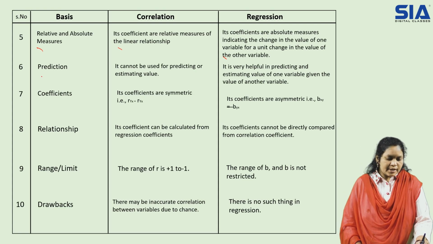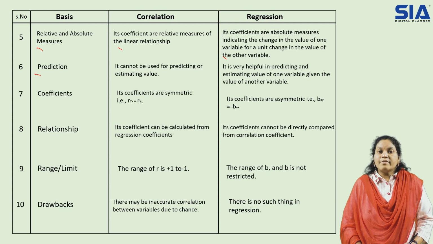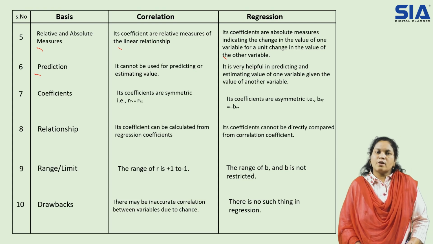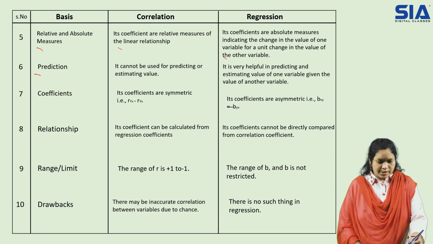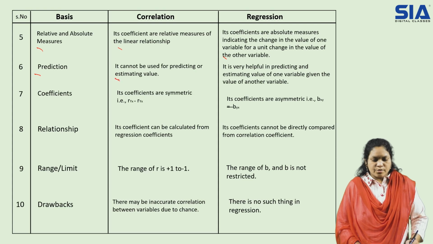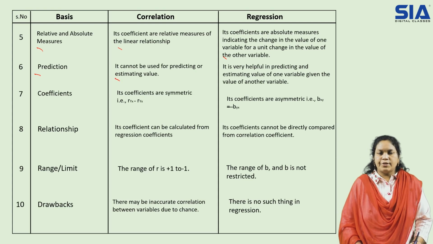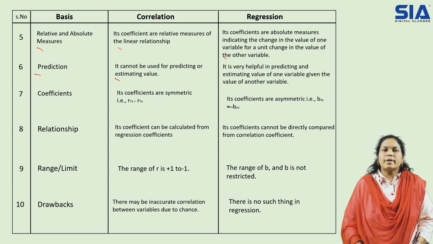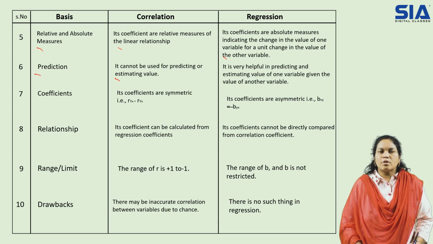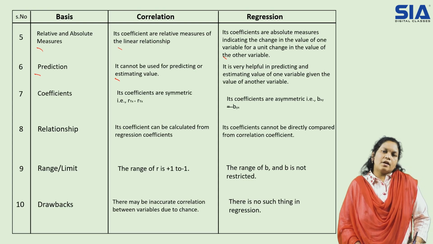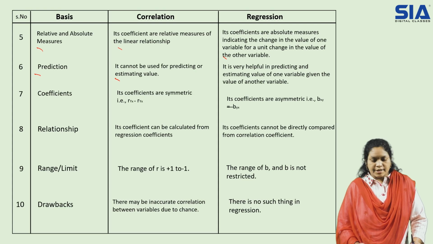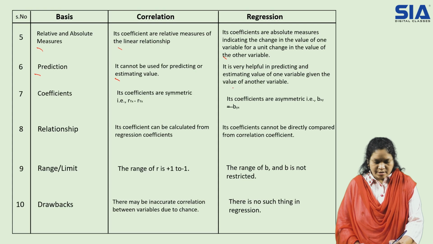Next, the sixth point, prediction. Whether we can predict our data or not, we'll be learning here. First, correlation cannot be used for predicting or estimating values. Yes, in correlation we cannot predict future values, or use one variable to find the other variable; we cannot estimate it. But that can be done through regression.